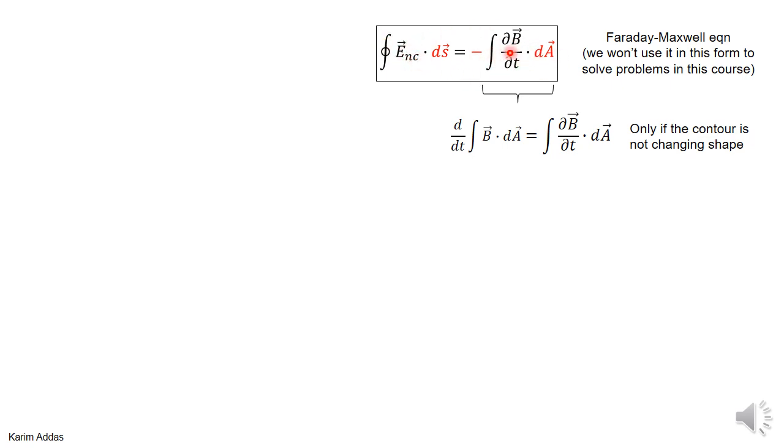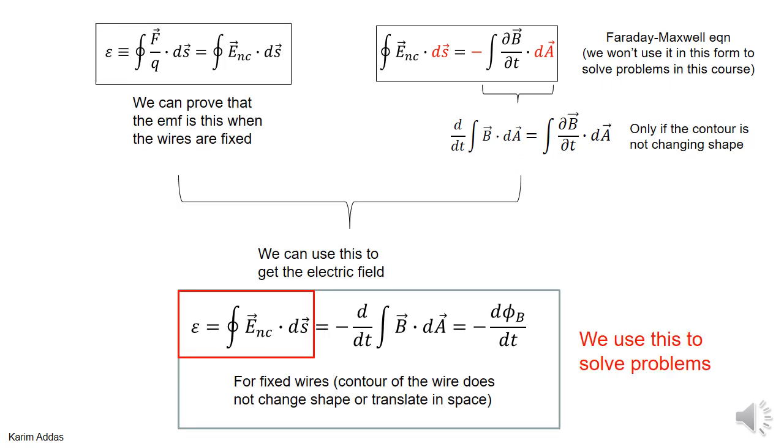And we said that we're not going to solve problems in this form. We showed that it's possible to take the derivative with respect to time outside for this particular case when the contour is not changing shape or moving. So this is not true in general. You can't do this in general, but for this particular case where the wires are fixed, you can do that. And so we were able to then combine this part with this part and get this final result, that the EMF is minus the rate of change of magnetic flux, and the EMF is integration of E dot ds.